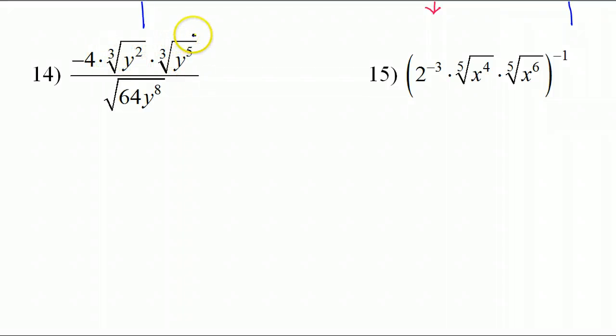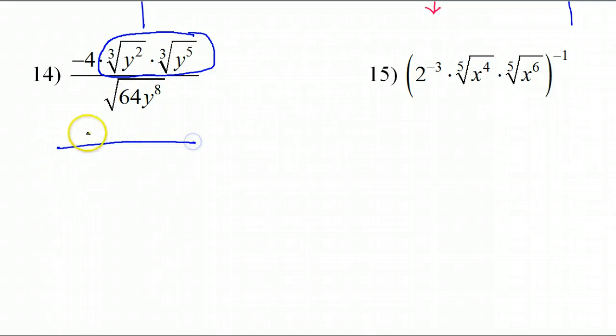At least in the numerator, these roots are the same. If the roots are the same, you can go on ahead and multiply. So what I have next is negative 4, just brought that down, times a cube root. Now y squared times y to the 5th is y to the 7th, because you add those exponents. So this is what I have so far.